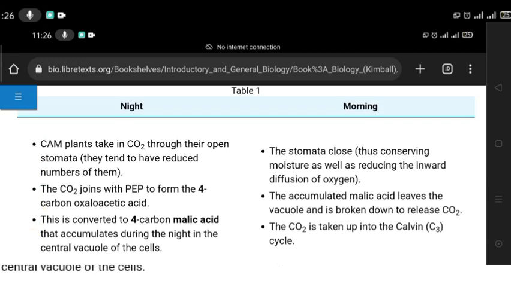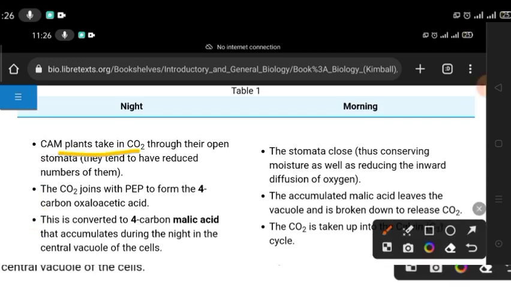CAM plants take in carbon dioxide through their open stomata at night. They tend to have a reduced number of stomata, and during the day stomata close, thus conserving moisture as well as reducing inward diffusion of oxygen. At night, carbon dioxide joins with PEP to form the C4 oxaloacetic acid.